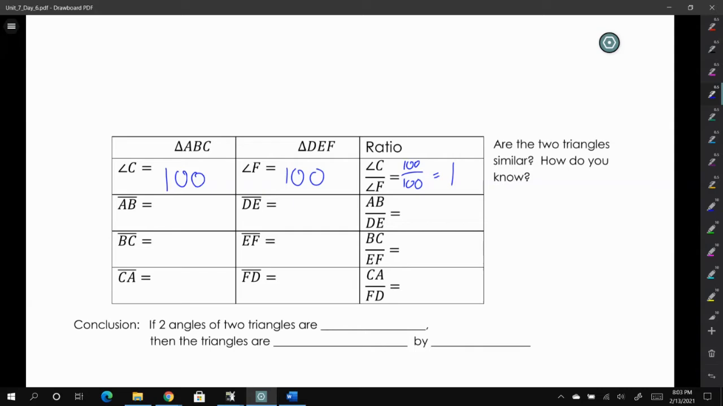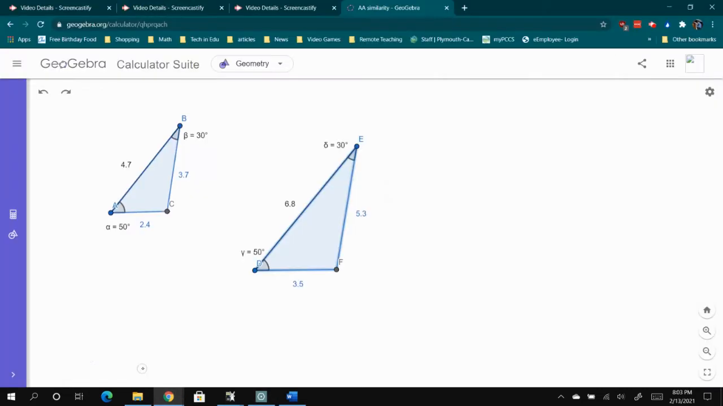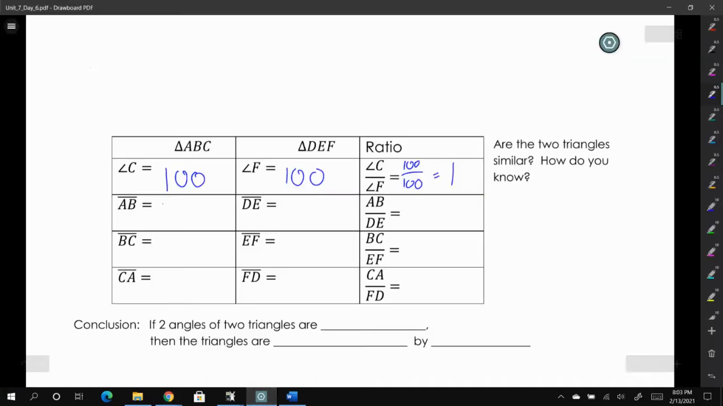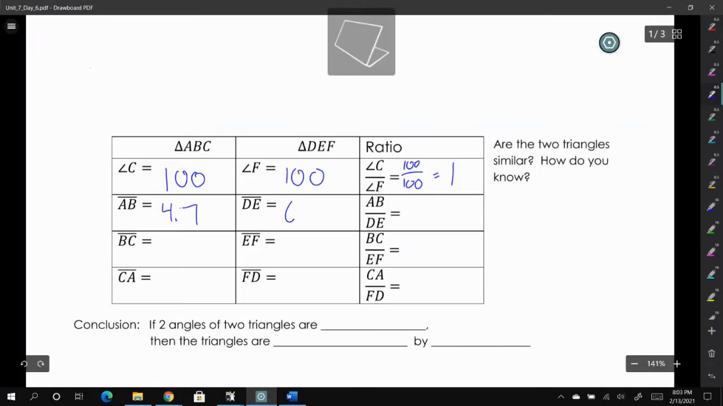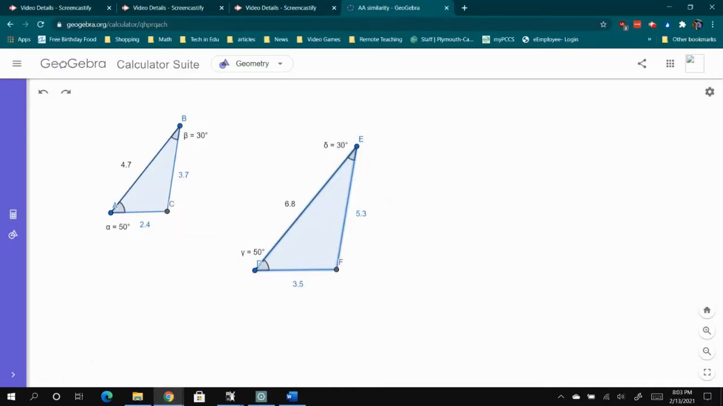Now AB, let's see how long AB was in that drawing. AB is 4.7. Segment DE is 6.8. Segment BC is 3.7.